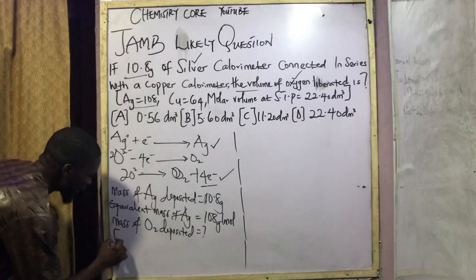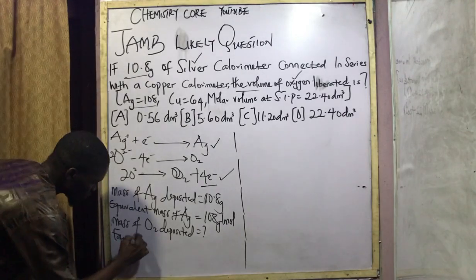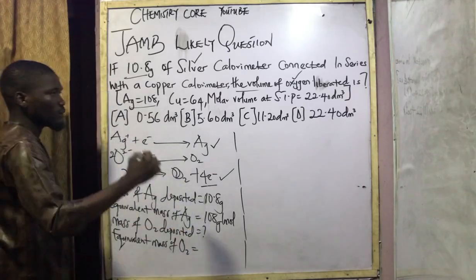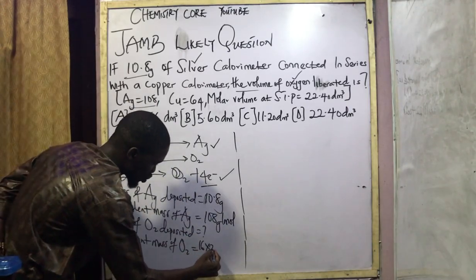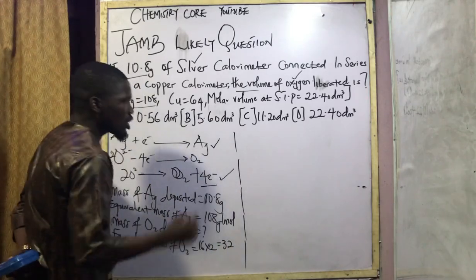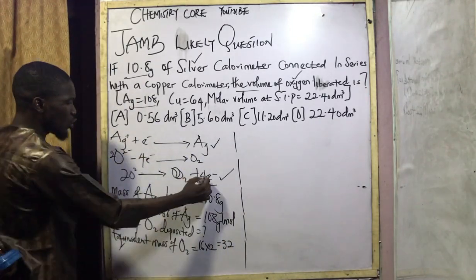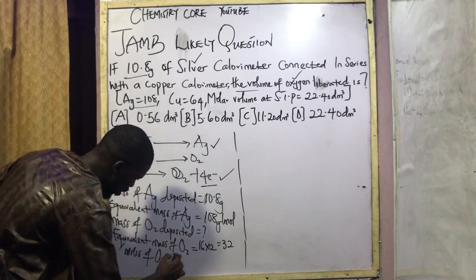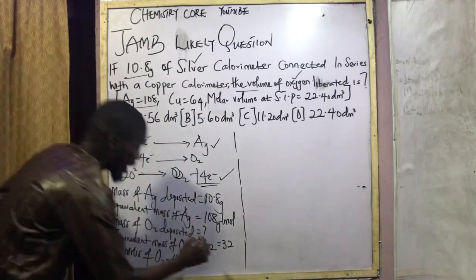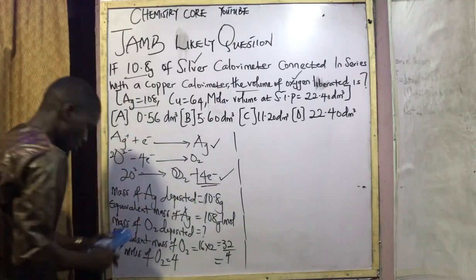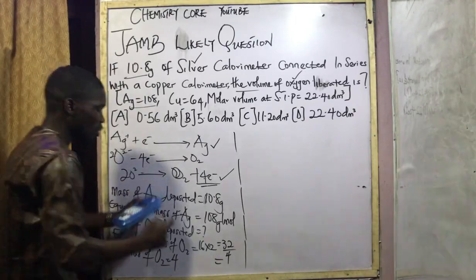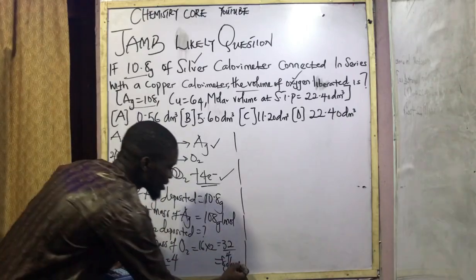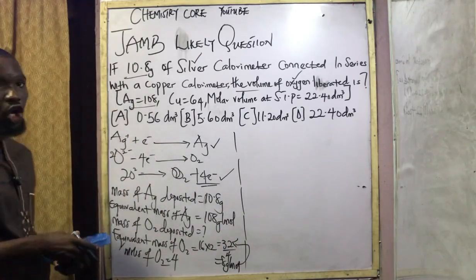So guys, equivalent mass of oxygen is what? We're having 16 times 2. This will give us what? 32. But the moles of oxygen is what? 4. So moles of oxygen is 4 for this. So that will give us 32 divided by 4. So let's check. 32 divided by 4, we have 8 gram per mole. This will serve as the equivalent mass of oxygen.